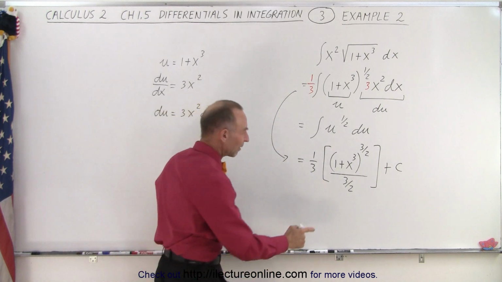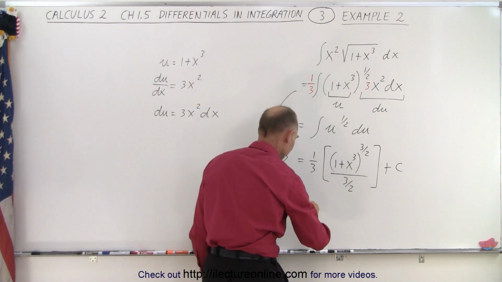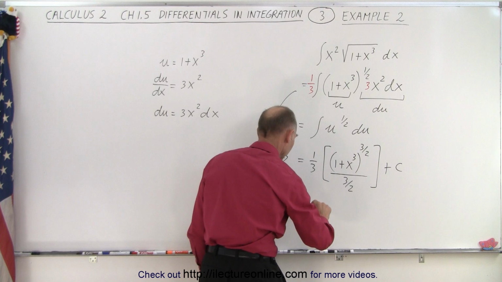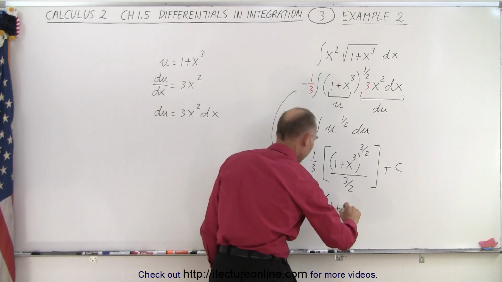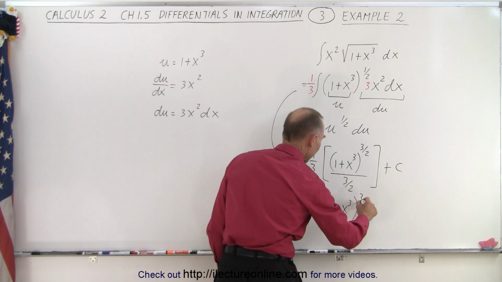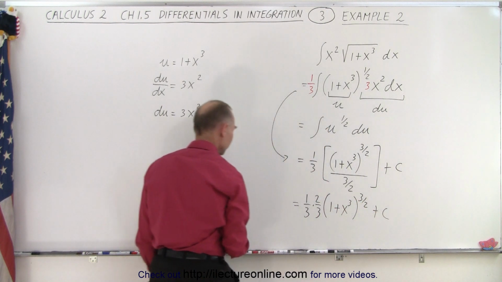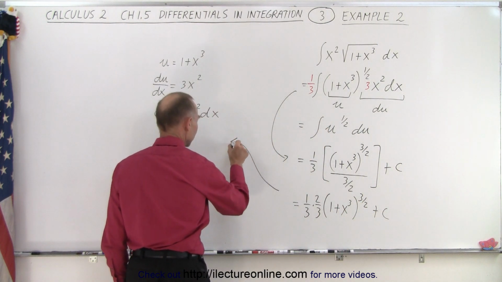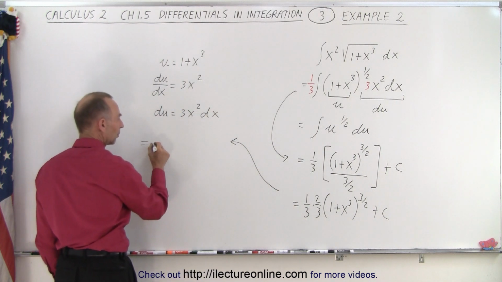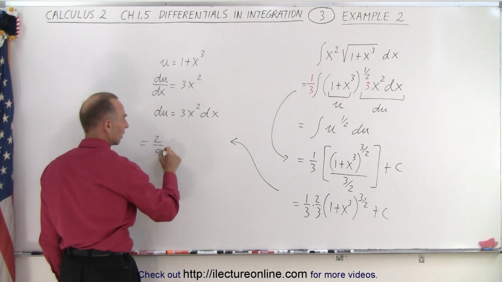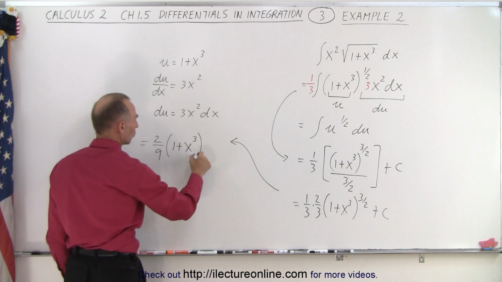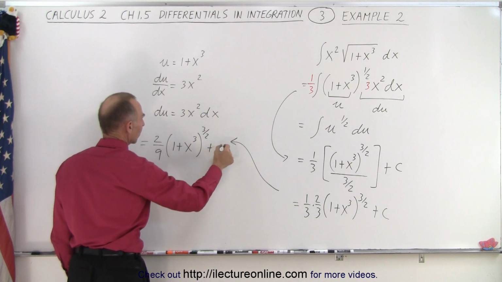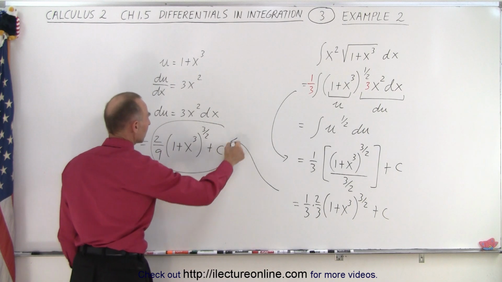Of course, when I divide by a fraction, it's the same as multiplying by its inverse, so this becomes 1/3 times 2/3 times 1 plus x cubed to the 3/2 power plus a constant of integration. And finally, the answer will be 2/9 times 1 plus x cubed to the 3/2 power plus a constant of integration as being the integral.